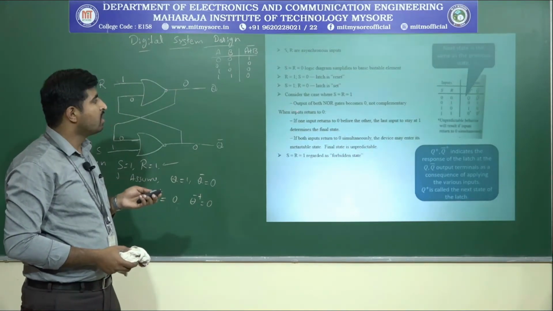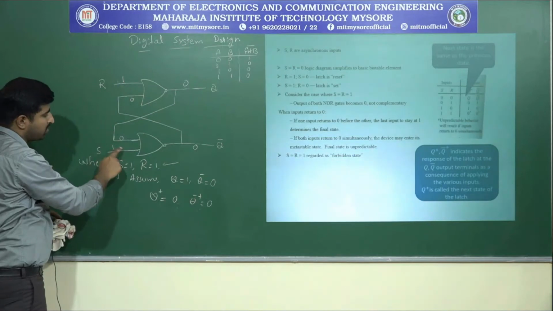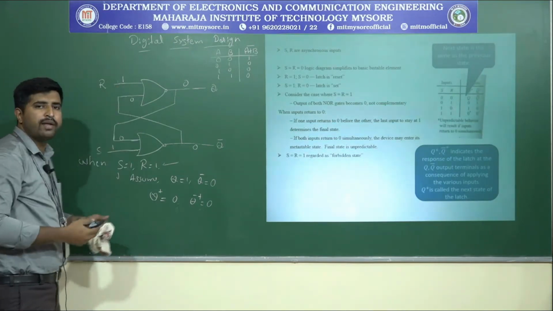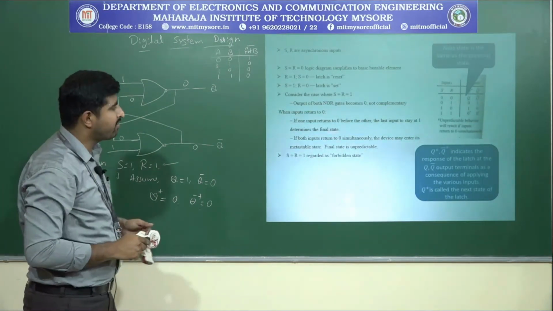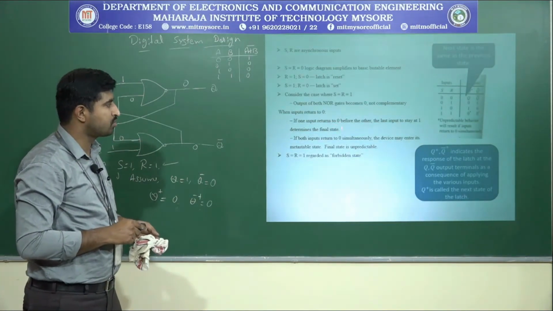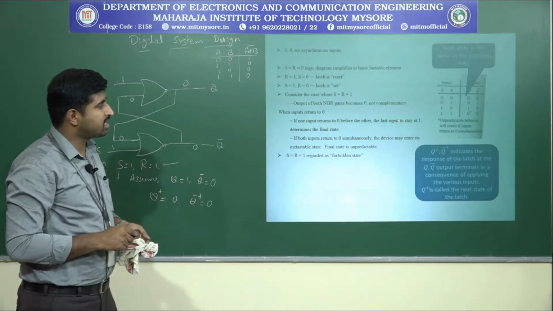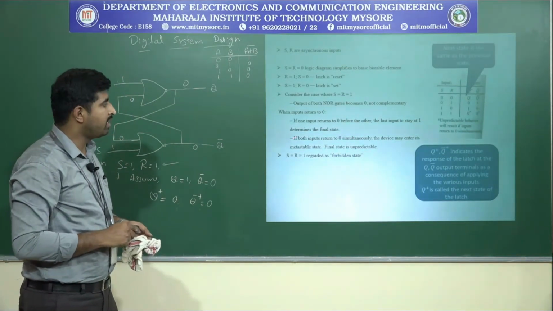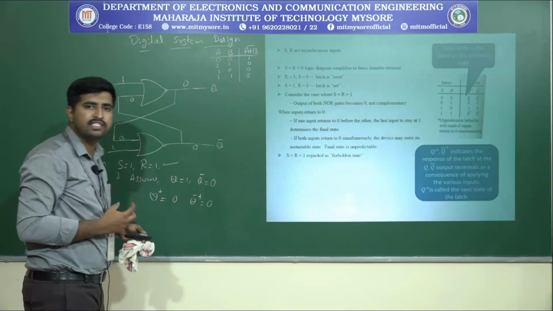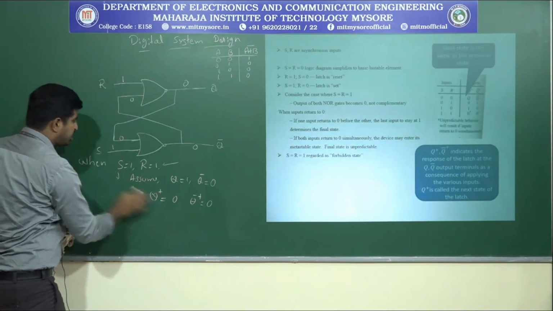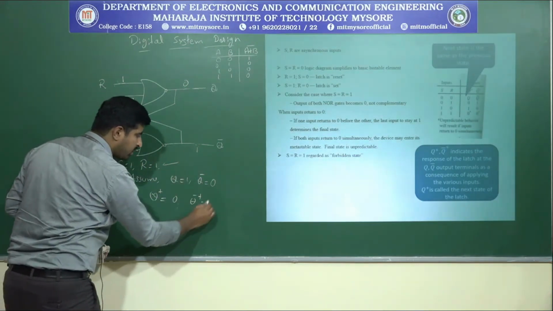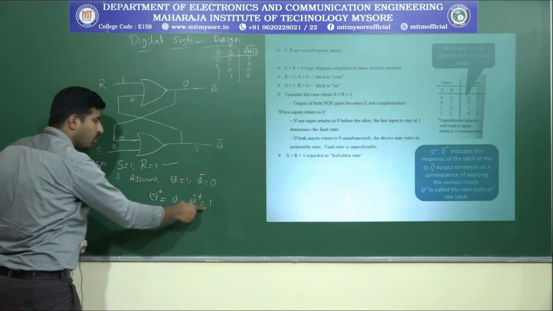In this case, when S and R are both 1 1, if either of the inputs is returned to 0, then we can calculate the final output. If one of the inputs returns to 0 before the other, the last input to stay at 1 determines the final state. For example, if S suddenly becomes 0 and Q bar becomes 1, the output will be 0 1.